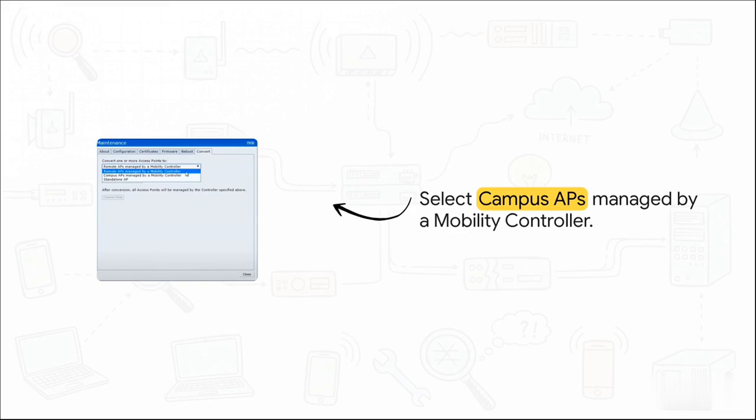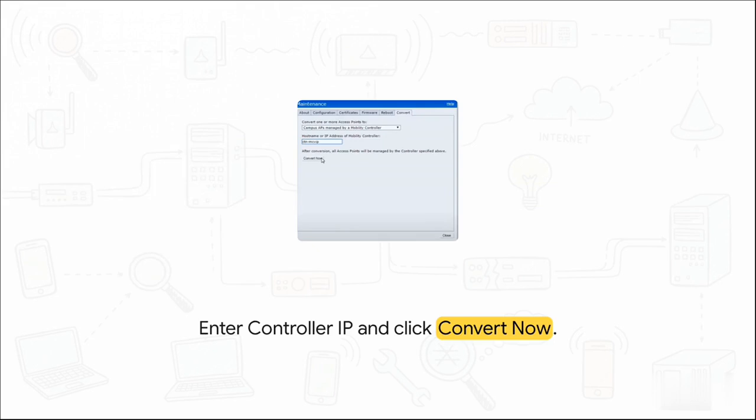There's a drop-down menu with a few different options, and you need to make absolutely sure they select the one that explicitly says Campus APs managed by a mobility controller. Lastly, right below that drop-down, have them type in the host name, the fully qualified domain name, or the IP address of your mobility controller. Once that's in, just hit Convert Now. The AP is going to reboot on its own, dump its instant image, and come back to life operating as a full Campus AP entirely managed by your controller.